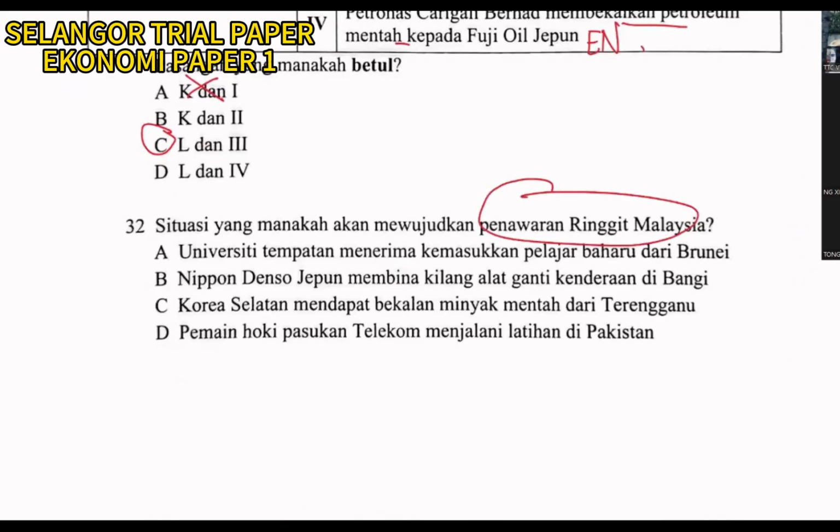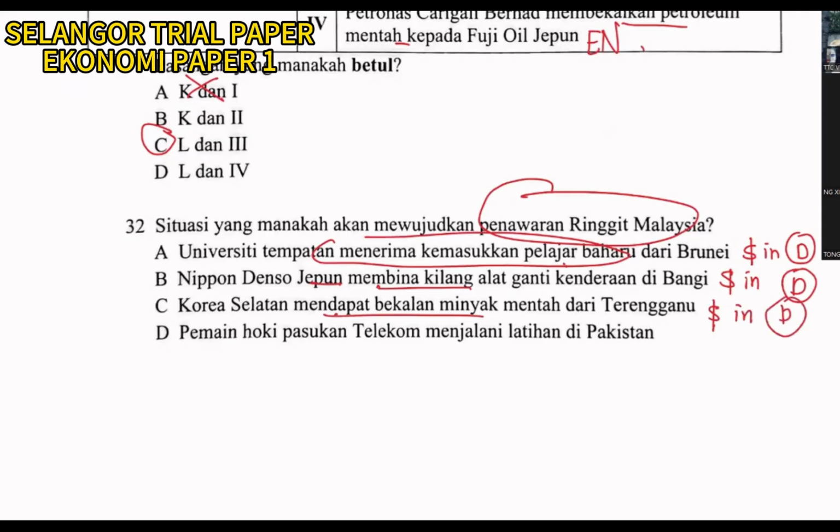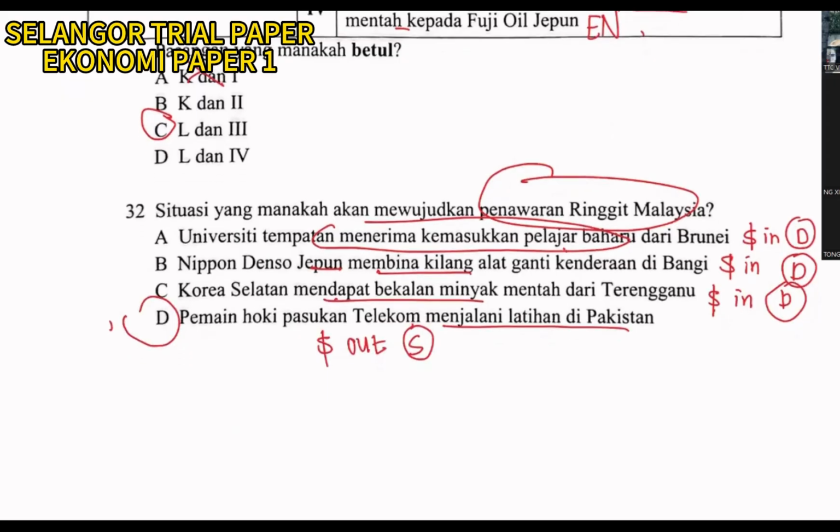Penawaran ringgit Malaysia. Which one supply ringgit Malaysia? Menerima kemasuk pelajar baharu. This one is money in. Money in is demand, not supply. Japan membina kilang. Money in, demand. Korea Selatan dapat minyak dari Terengganu. Money in, demand. Hockey, go Pakistan. We go. Money out. When money out, supply. Answer is donkey. Can. And the next.